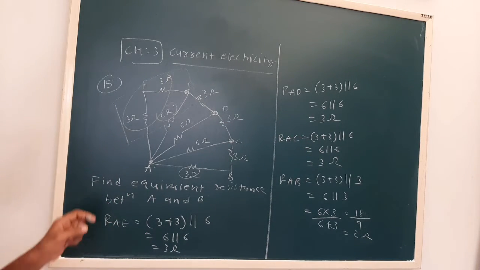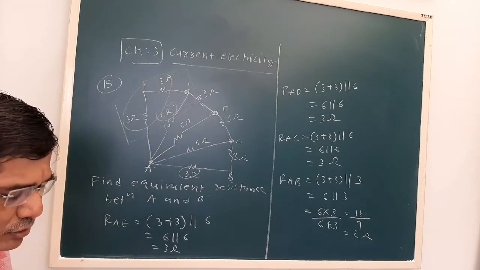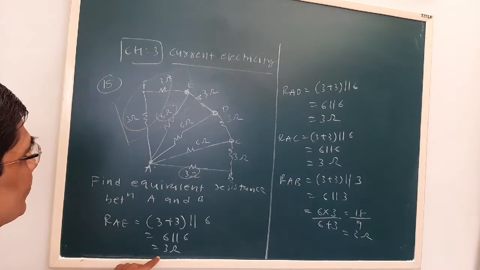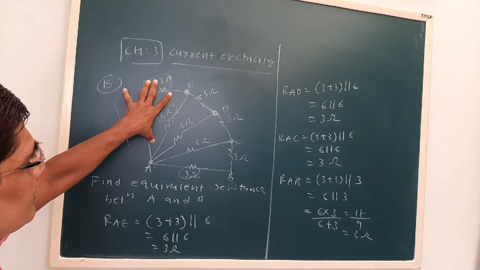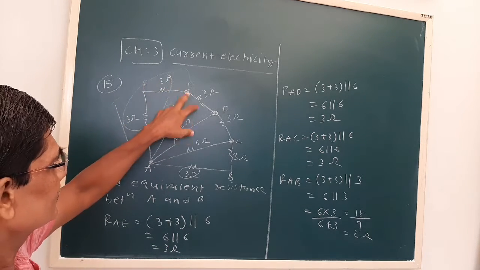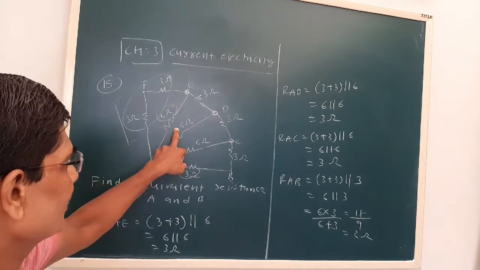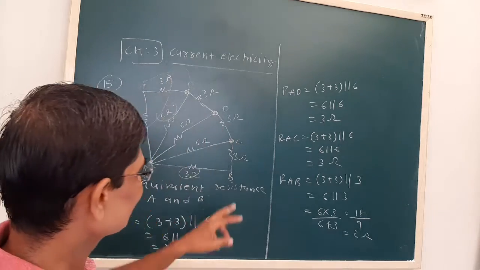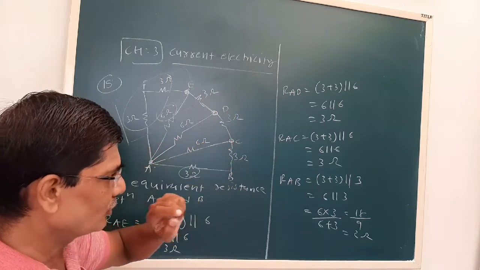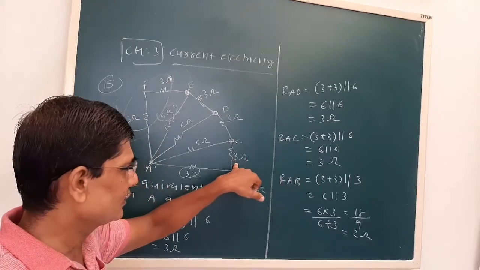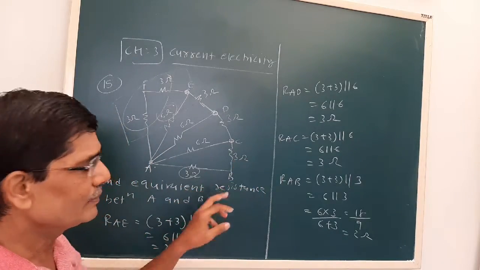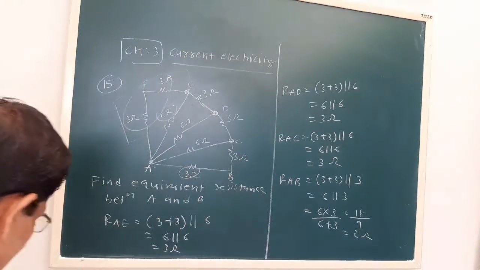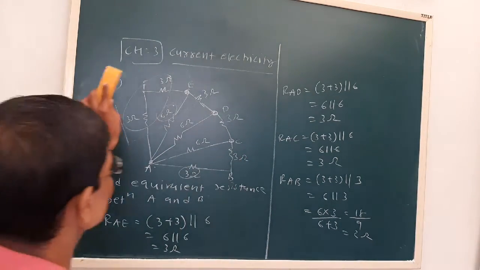See what we have done. First we obtained the equivalent resistance between A and E, that is 3 plus 3, 6 parallel 6, which is 3 ohm. Whatever answer we get will be in series with ED, that is 6 ohm in parallel with 6 ohm, and we get RAD. Similarly we get RAC, and finally up to C we get 3 ohm in series with BC, and that will be in parallel with AB. So we get the answer as 2 ohm. This is how we can solve. See our next MCQ.